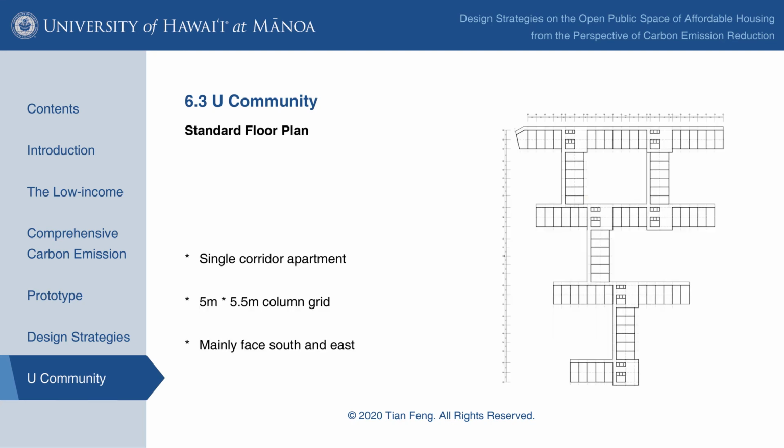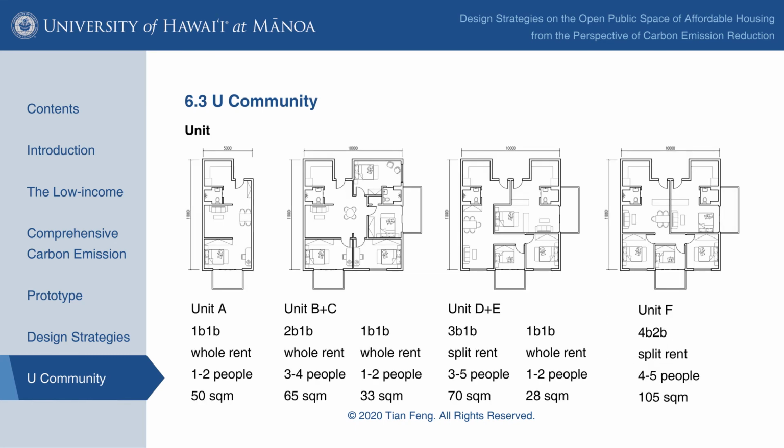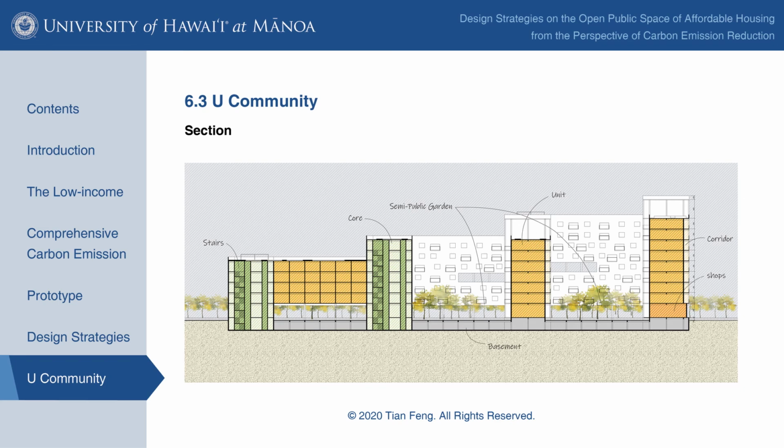For second floor and above, I chose standardized design and proposed 6 core layouts and 4 room layouts. They can be combined randomly under this column grid. In addition to the transportation function, the core is also a public activity area for the residents. These are room layouts. Here is a section.